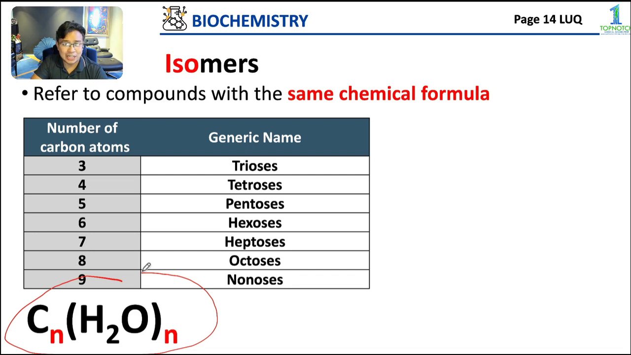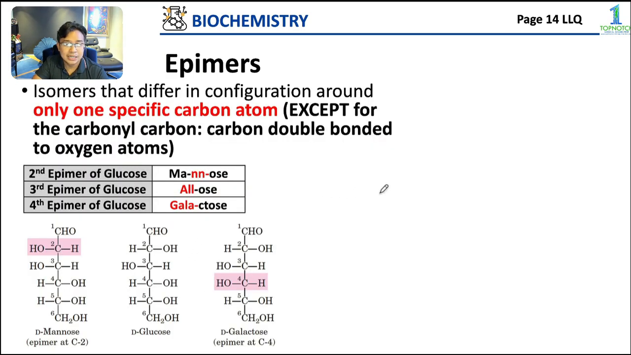Now, for the first type of isomers, we have your epimers. Epimers are isomers that differ only in configuration around a specific carbon atom, except for the carbonyl atom. Doc, what is the carbonyl atom? The carbonyl atom is the carbon double-bonded to an oxygen atom. Okay, so dito, any carbon atom, not the carbonyl carbon, ang involved sa ating epimerization.